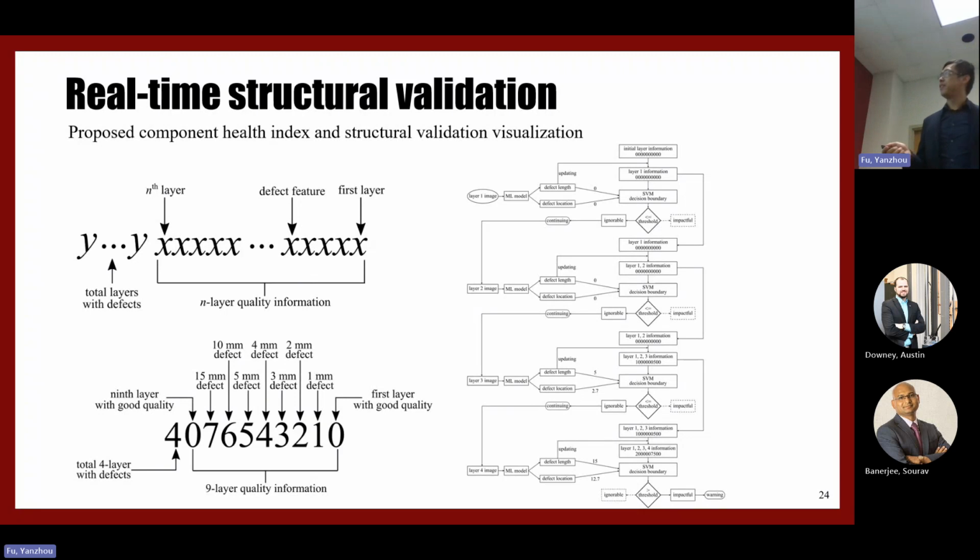And then the printing goes to the fourth layer, and in the fourth layer a 15 millimeter defect happens here. The component health indexer will update from here to here, and this is a 15 millimeter defect. It will update the fourth layer as 7, and because the total defect layer count is 2, it will go up here to 2, and then evaluate on the decision boundary.